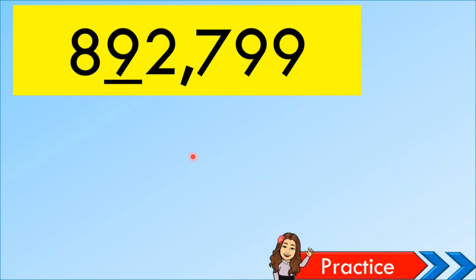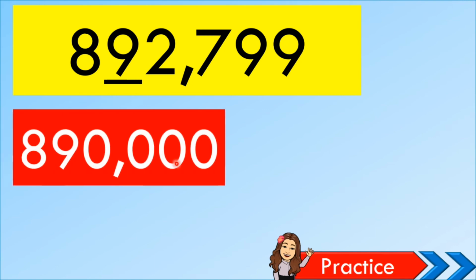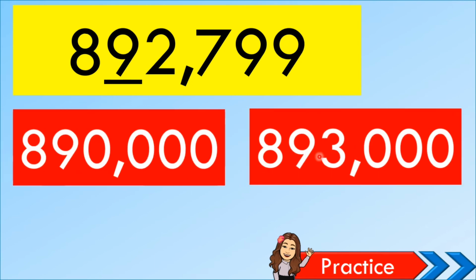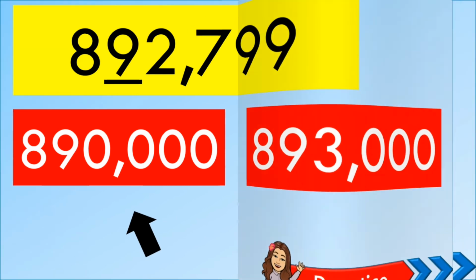Next number, read 892,799. What do you think is the rounded number for this? Is it 890,000? Is it 893,000? Can you take a look at the digit next to digit 9? That is digit 2. Is it greater than 5 or lesser than 5? Correct. Digit 2 is lesser than 5, so you are just going to copy digit 9, then change the remaining numbers into zeros. So the answer is 890,000. Correct.